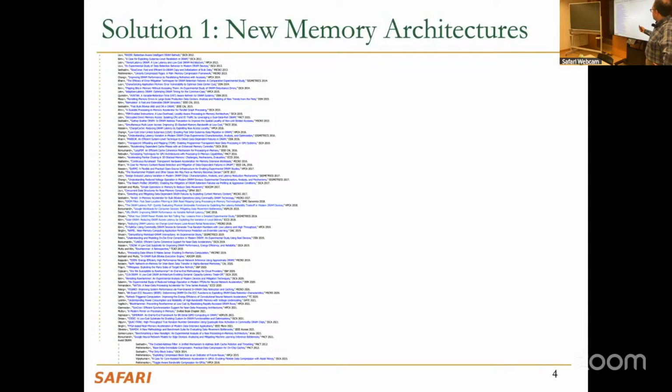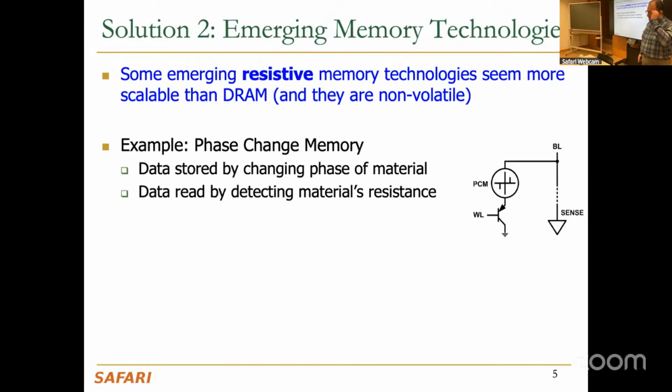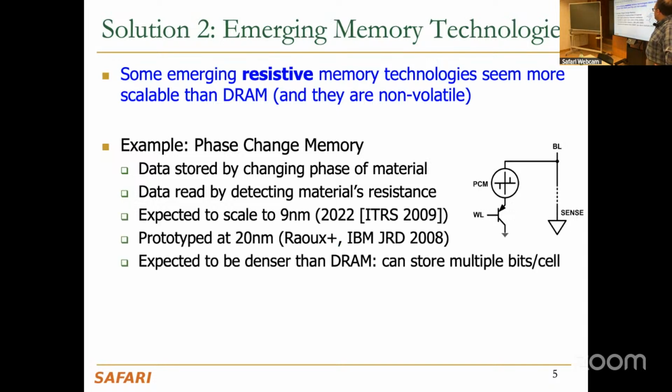But on the other hand, there is another solution: we can use emerging memory technology. There are emerging resistive memory technologies that seem more scalable than DRAM, and they are also non-volatile. A good example of that is phase change memory, where data is stored by changing the phase of a material, and data is read by detecting the material's resistance. I'm not going into detail of that, unfortunately, for the interest of time.